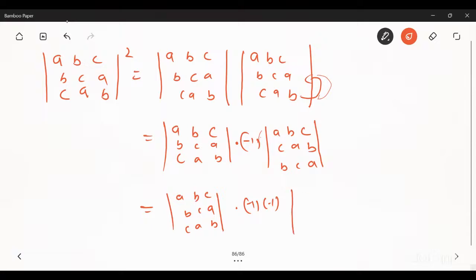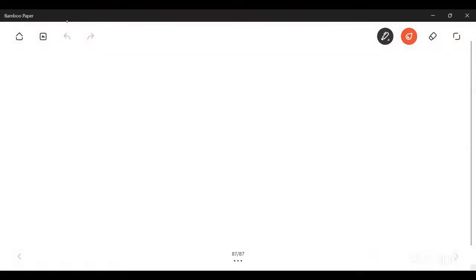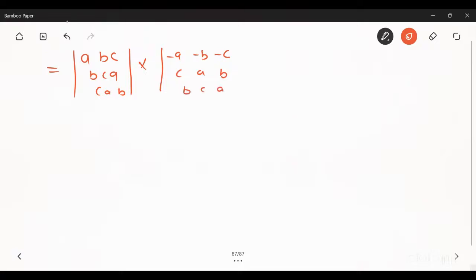So A minus B minus C, C A B, B C A. Now minus 1 is equal to plus 1. So the value will become A, B, C, B, C, A and C, A, B into minus A, minus B, minus C, C, A, B and B, C, A. Now multiply these matrices. So you will get first row multiply with first column.